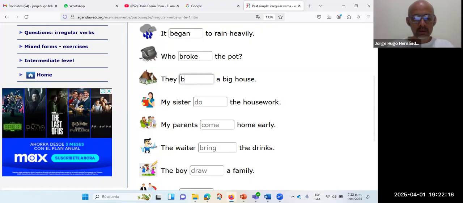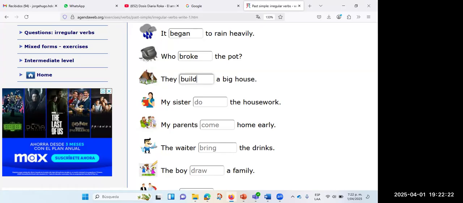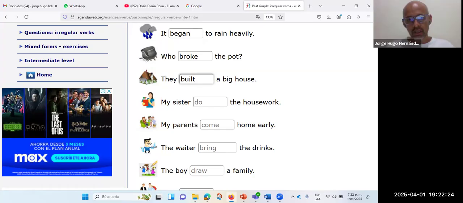This one, build, is present. What is the past? Built. Build, with T, no? In present, with D. In past, with T.